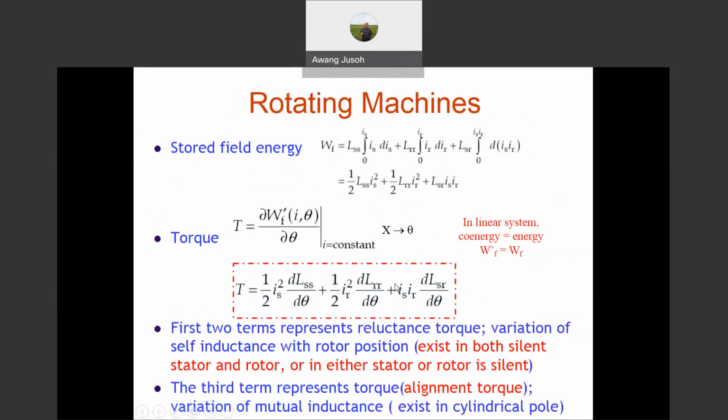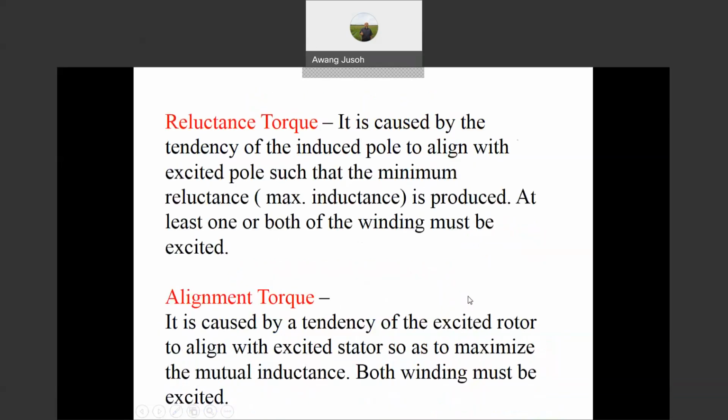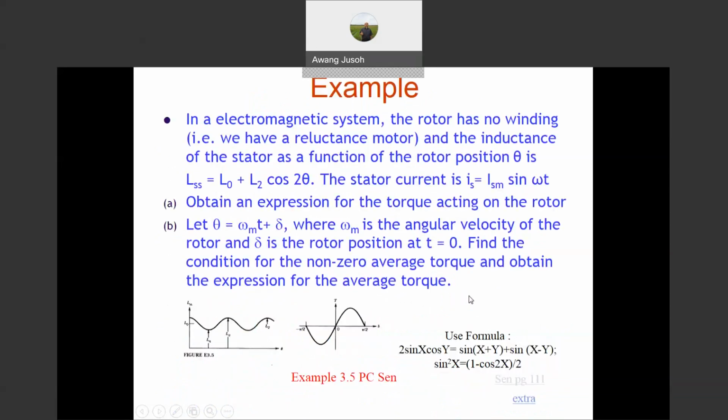So just take the third part only. We know that in the cylindrical machine, the torque is contributed by the alignment torque only. Provided in this cylindrical machine, we must inject both currents, IS and IR must be there. In order to generate torque in this particular machine, we must inject IS and IR, so then it can create the alignment torque.